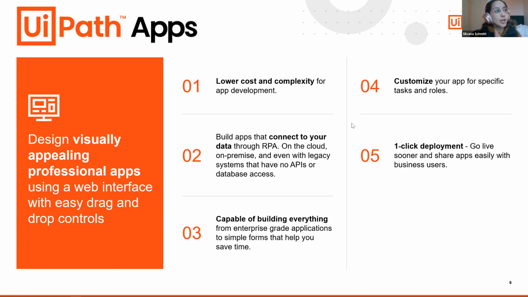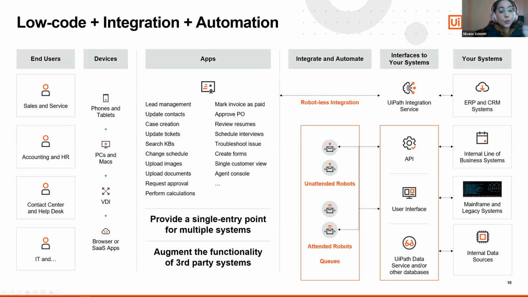So a piece that I really want to double click on is the second point, where apps fits into your ecosystem, as well as where it fits into the overall platform. So we say that UiPath Apps starts where your software ends. We can unite disparate software stacks across your organization for any team, right? And you can use it to provide a single entry point for multiple systems or augment the functionality of your existing software. So I like this slide because it shows you both how UiPath Apps fits into your business, as well as how it fits into the UiPath ecosystem.